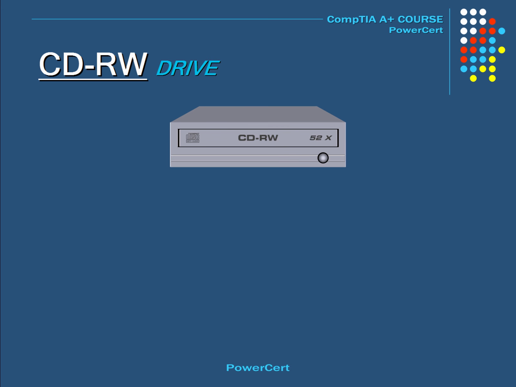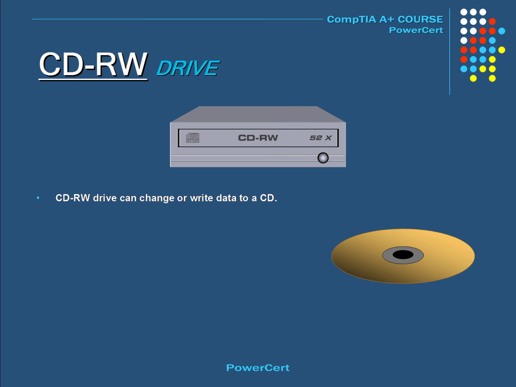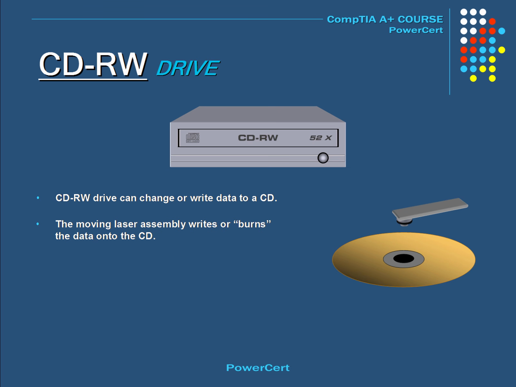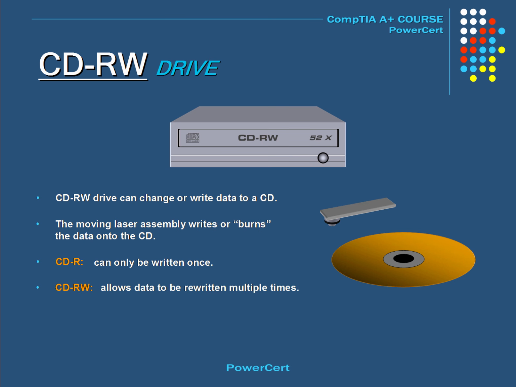CDRW stands for Compact Disk Rewritable. A CDRW drive can change or write data to a CD. It has a moving laser assembly that writes or burns the data onto the CD. There are two different kinds of CDs that can be written to: a CDR, which stands for CD recordable, or a CDRW, which stands for CD rewritable. CDRs can only be written once, but a CDRW allows data to be rewritten multiple times. And CD-ROMs hold approximately 700 megs of data.